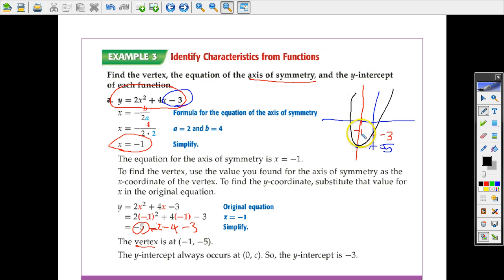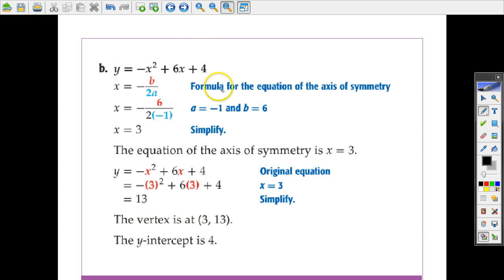Before, in the previous example, we looked at this graph and were able to identify the vertex, axis of symmetry, and y-intercept. Now, looking at this equation, we're able to identify the axis of symmetry, the vertex, and the y-intercept. Okay, let's try one more example.